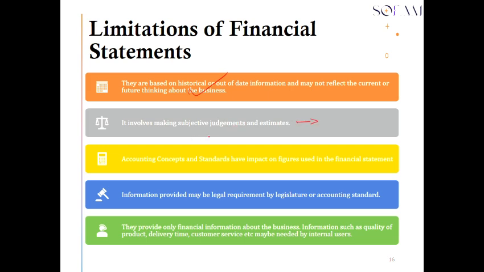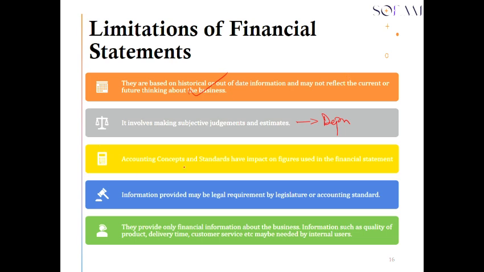So two, it involves making subjective judgment and estimates. As an accountant, there are some estimates that we make because you get to a point where you may not be able to get the actual figures, so you have to make an estimate. An example has to do with depreciation. You have to estimate the useful life of the asset and use that estimated useful life to compute your depreciation.